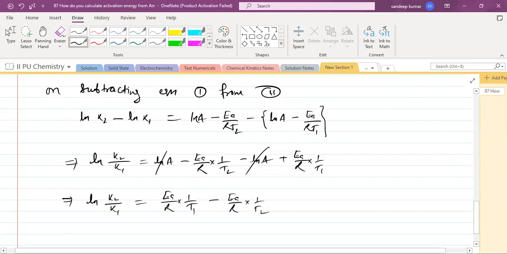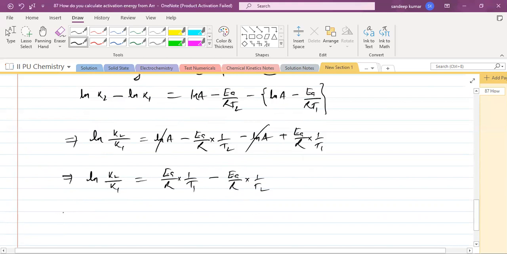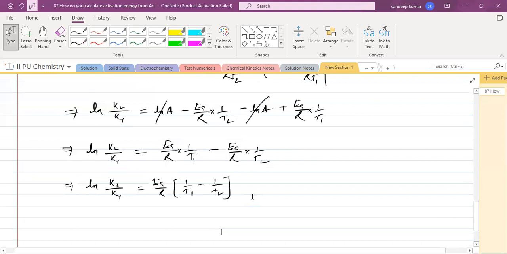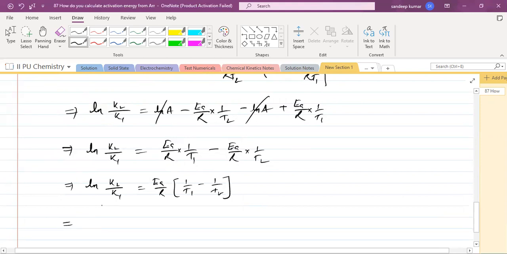Now EA by R you can take common. So further we can write ln K2 by K1, you take the common EA by R. What is remaining? 1 by T1 minus 1 by T2. Yes or no? Now you can convert this natural log to base 10. To convert natural log to base 10, you have to multiply by 2.303. So you can write 2.303 log of K2 by K1 is equal to EA by R.